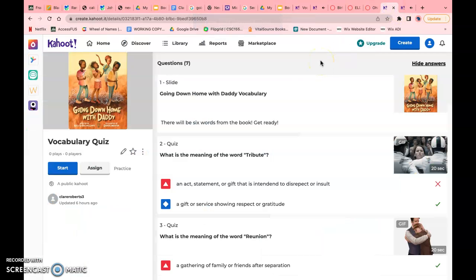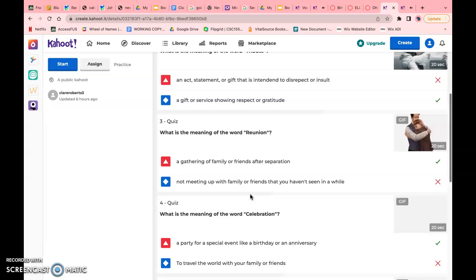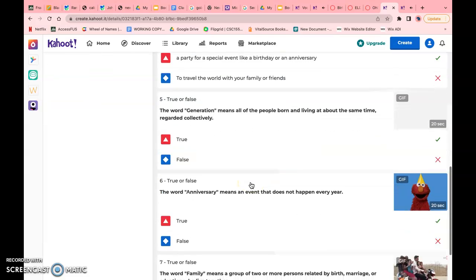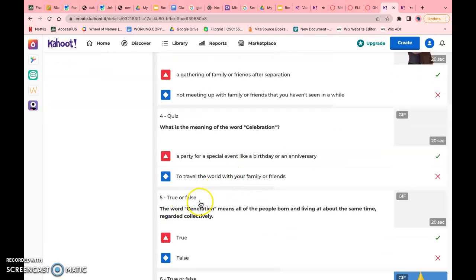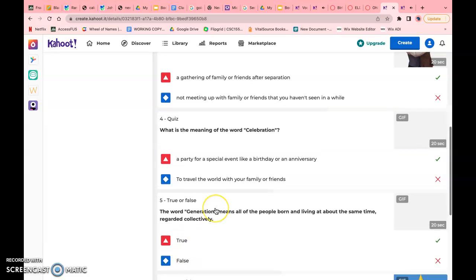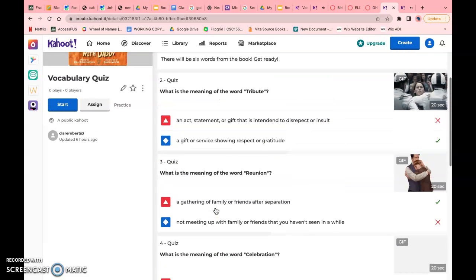So there are 6 questions. There are true and false questions, and they will see the meaning of the word, or might not be the meaning of the word, at the top, and they will have 2 options to choose true or false, and they will have that ability to choose. They will also see more questions like what is the meaning of blank. So what is the meaning of tribute?